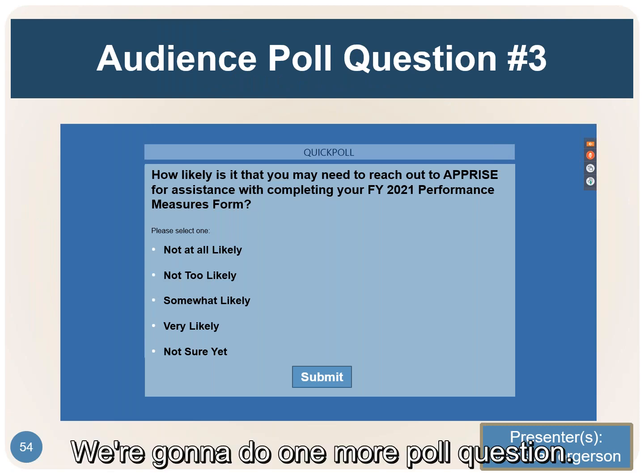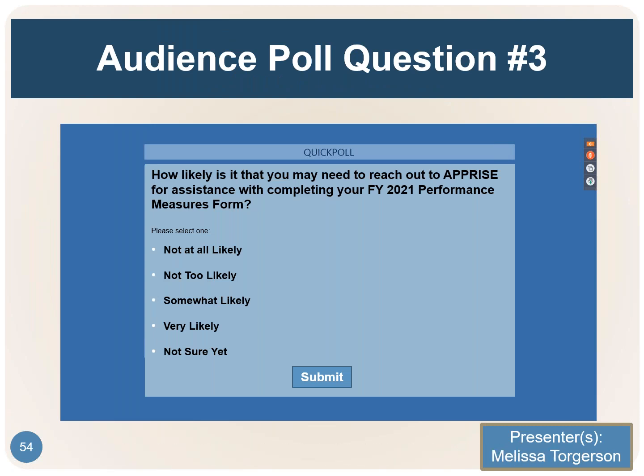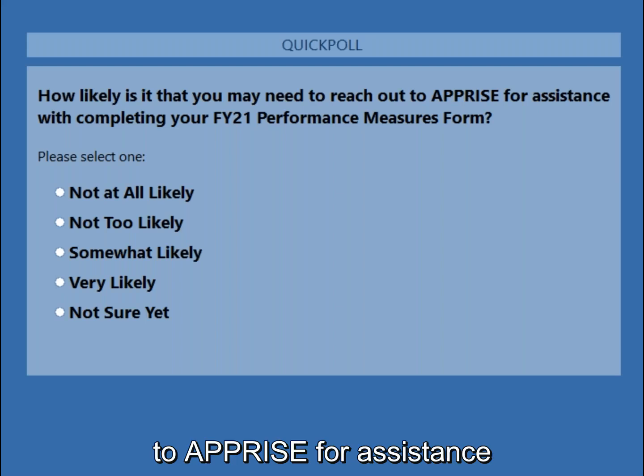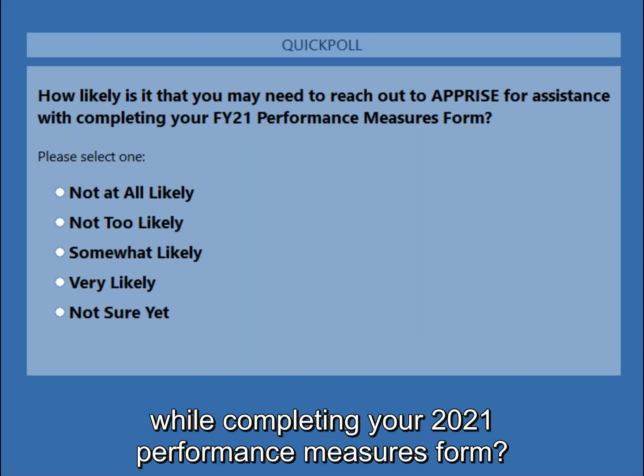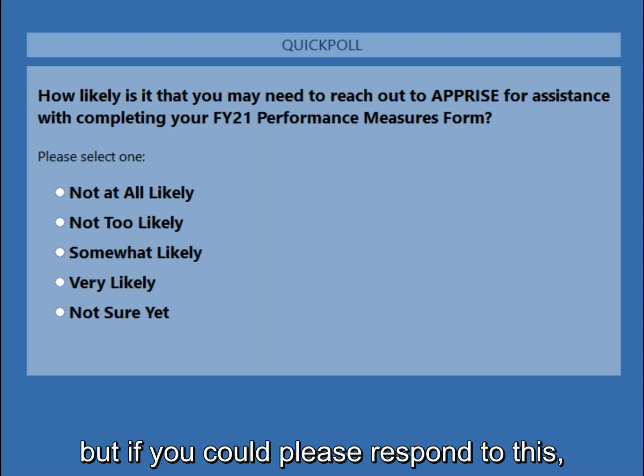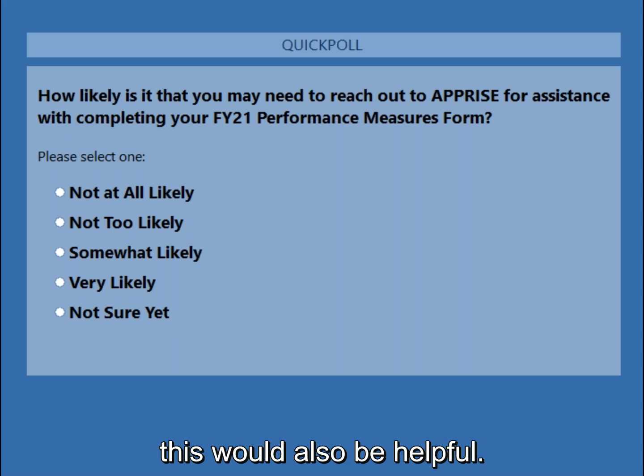We're going to do one more poll question. So Connor will open this poll. How likely is it that you may need to reach out to Apprise for assistance while completing your 2021 performance measures form? After this poll, we'll open it up for questions. But if you could please respond to this would also be helpful.